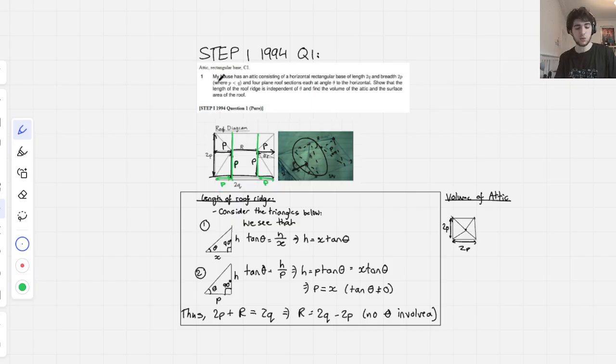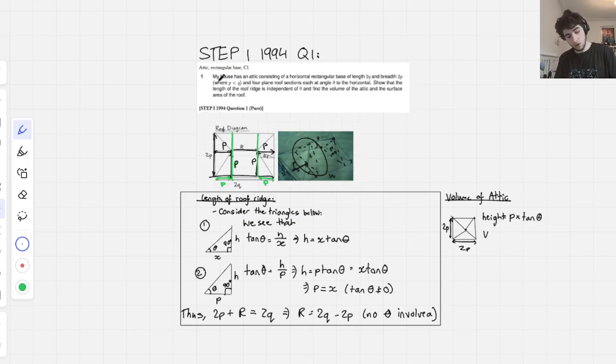Okay, but the height of that square-based pyramid is going to be the same, if we look back at this diagram on the right, as the height of our attic, right? Which we already know because we figured it out in the first part to be x tan theta, which is obviously the same thing as p tan theta, right? So our height is just going to be equal to p times tan theta, right? So the first thing that we can do is calculate the volume of this square-based pyramid.